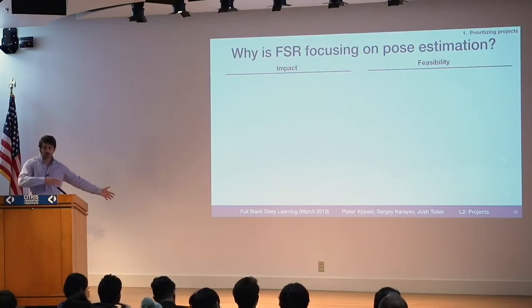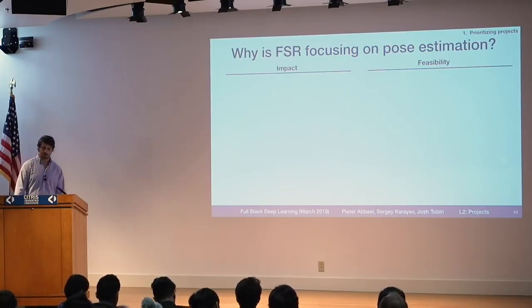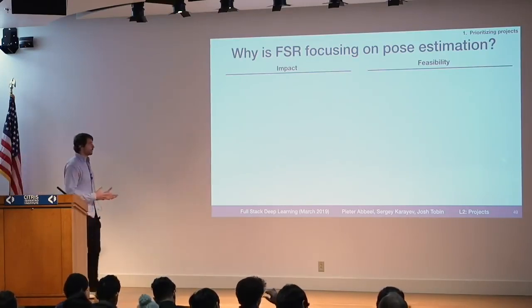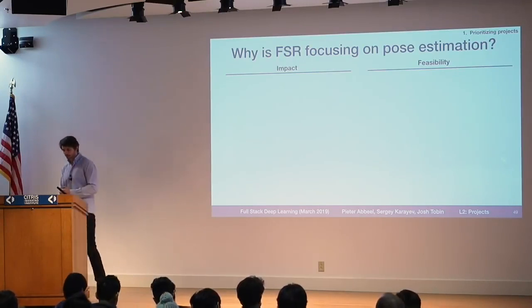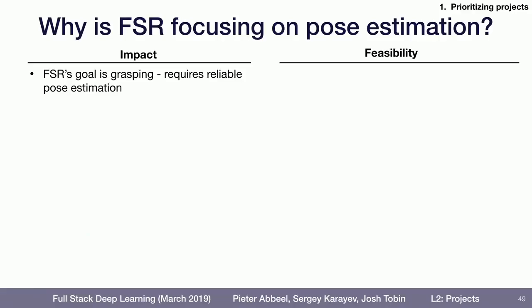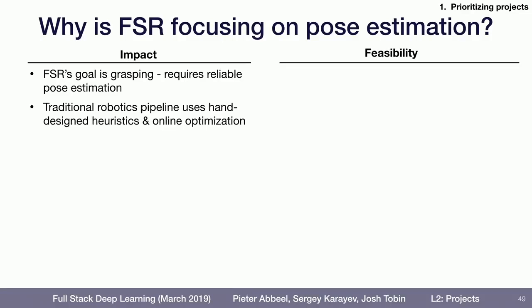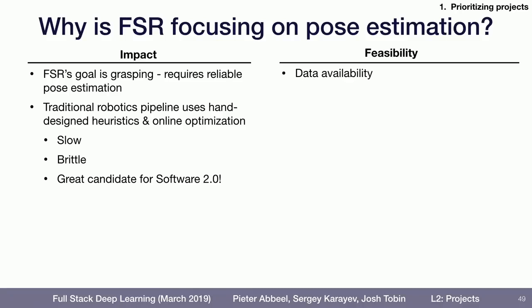OK, so let's come back to our ongoing example of full stack robotics. And let's talk about why we decided to focus on pose estimation. So again, we have these two levers, impact and feasibility. Let's start with impact. Our company's goal is grasping. And in order to do that well, we really need reliable pose estimation. So this is going to be hugely impactful. And the traditional robotics pipeline that we use with hand-designed heuristics is slow and brittle. And so this might be a great candidate for software 2.0.